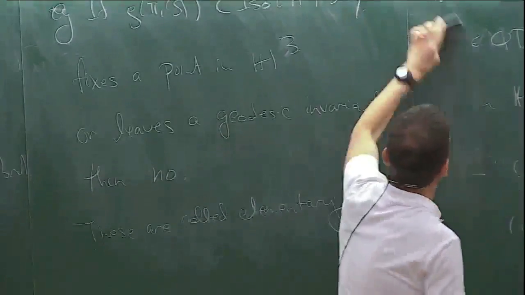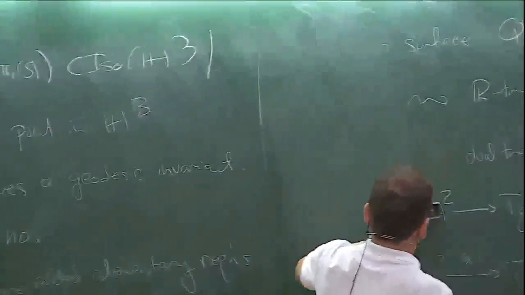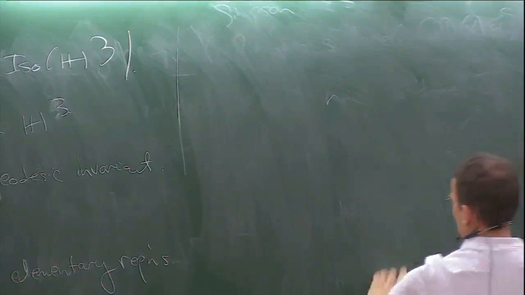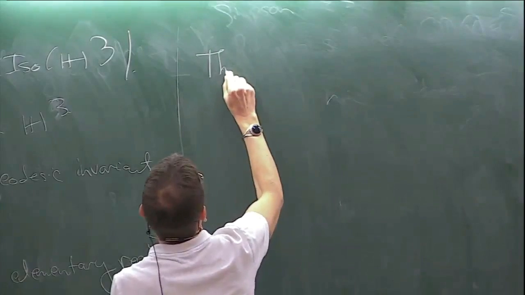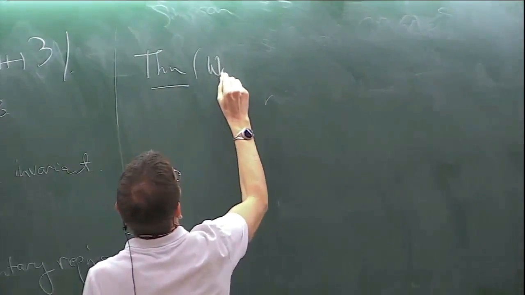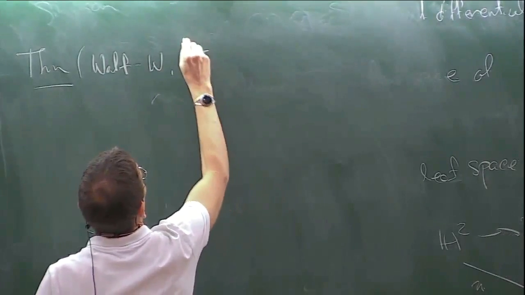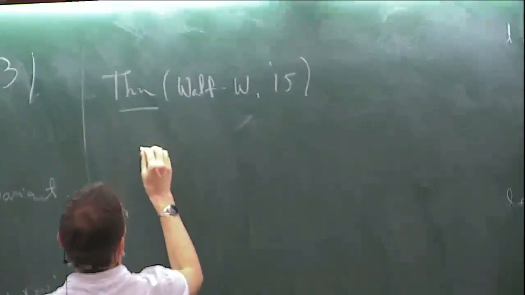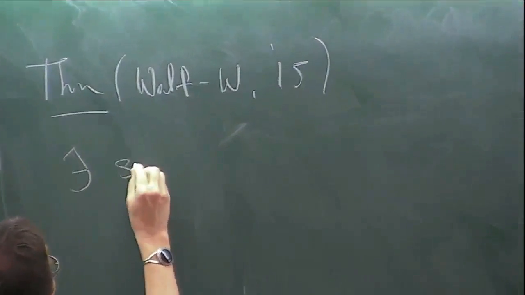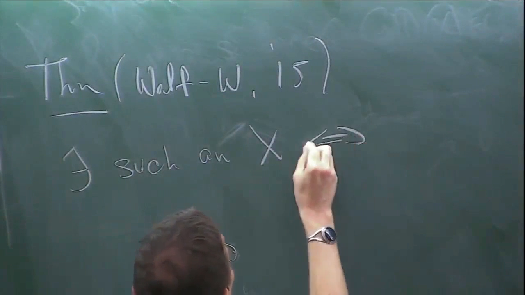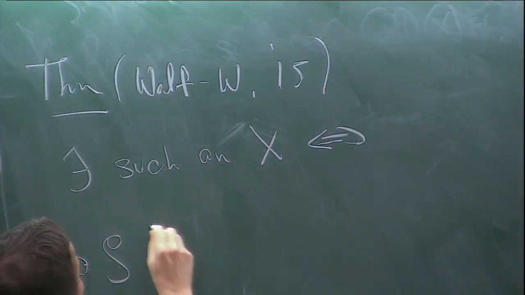And so now the theorem is that that's the only obstruction. The theorem of Mike Wolf and myself just last year is that there exists such an X if and only if the representation rho is non-elementary.